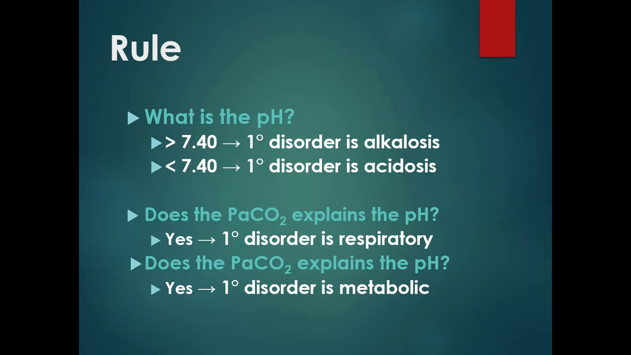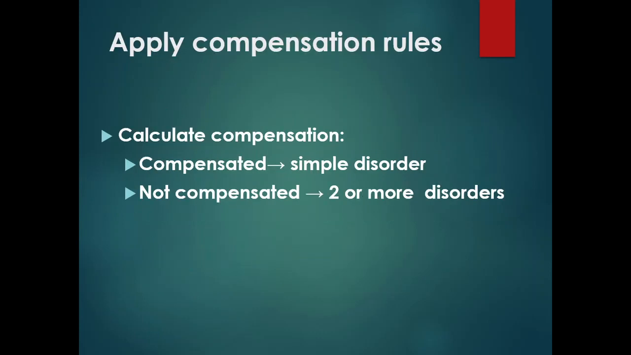Now we look at the PCO2. If the PCO2 explains the pH, let's say the pH is high and the PCO2 is low, then this is a respiratory disorder. If the PCO2 does not explain the pH, then this is a metabolic disorder. Then we apply the compensation rules that we talked about earlier. If this is compensated per the prediction rules, this is just a simple acid-base disorder. But if it is not compensated, then there could be two or more acid-base disorders.